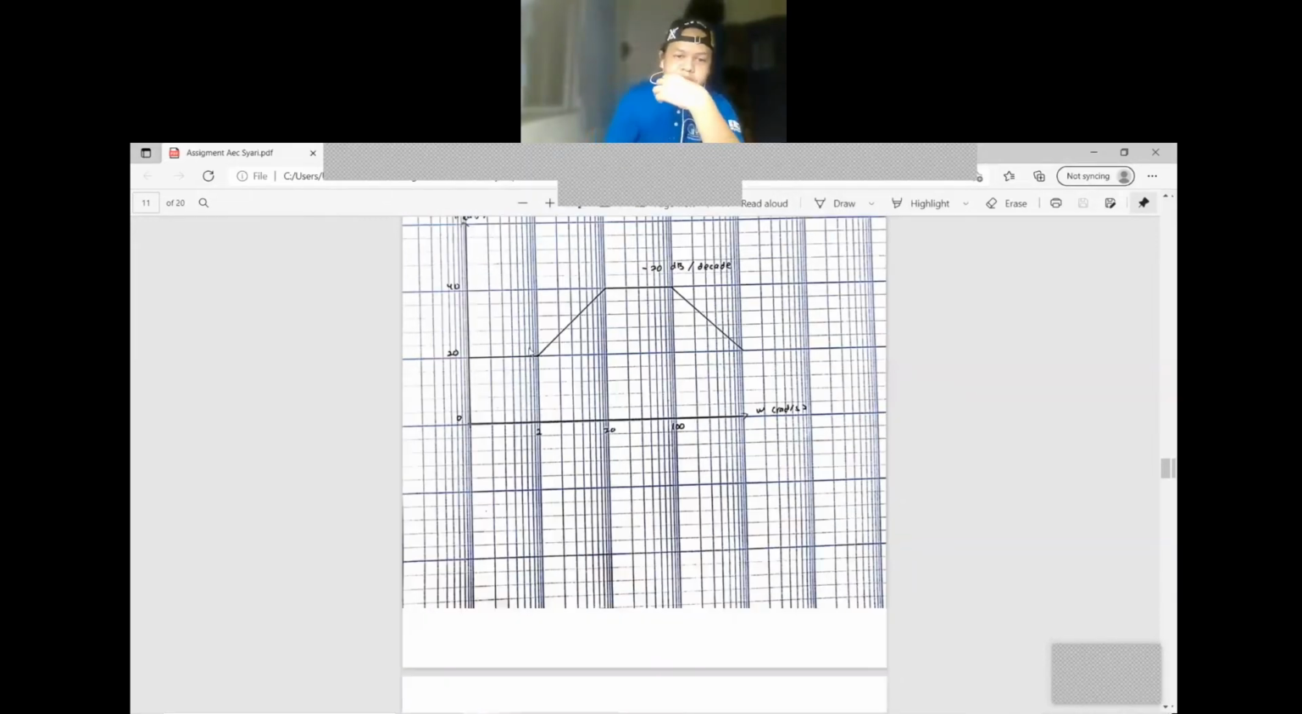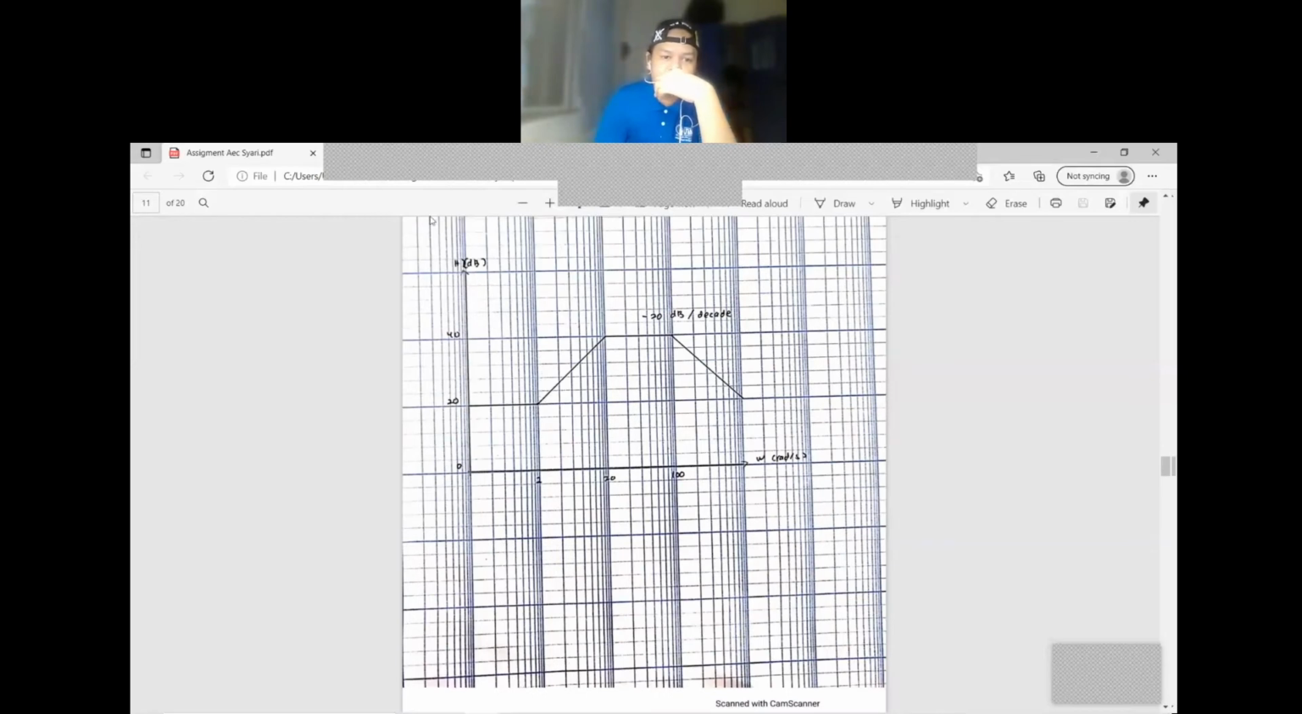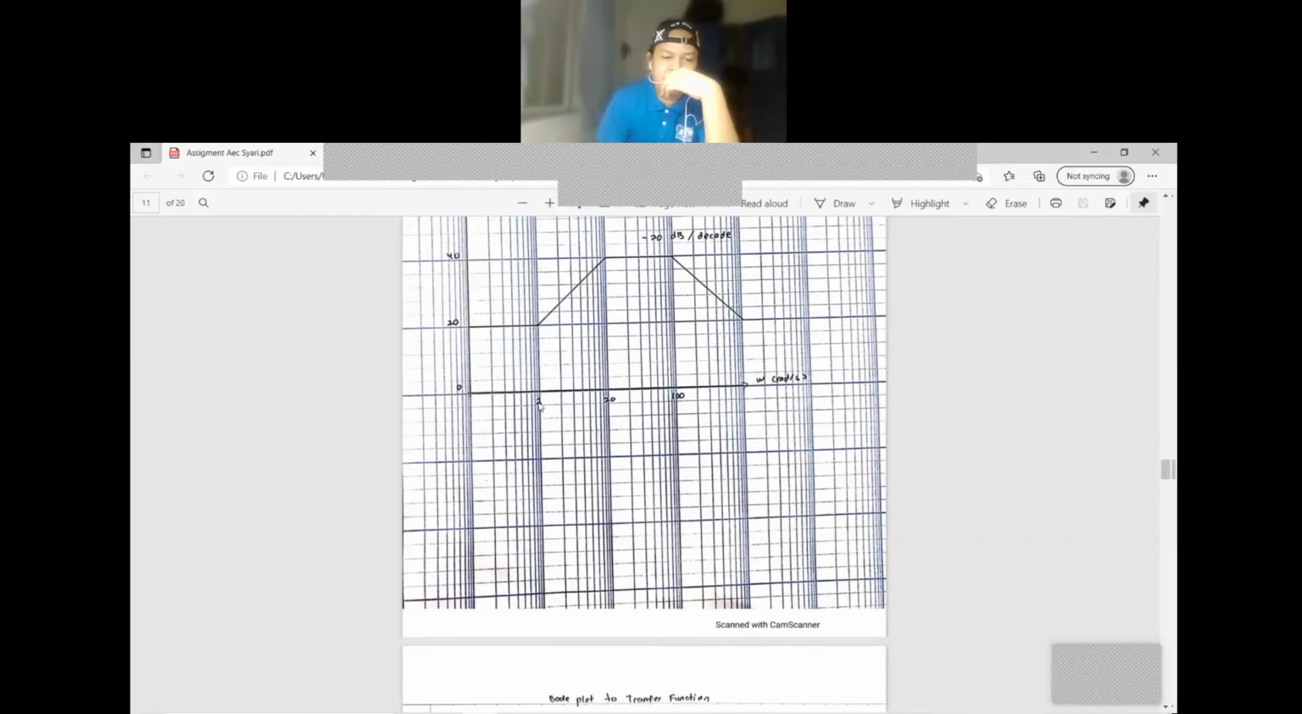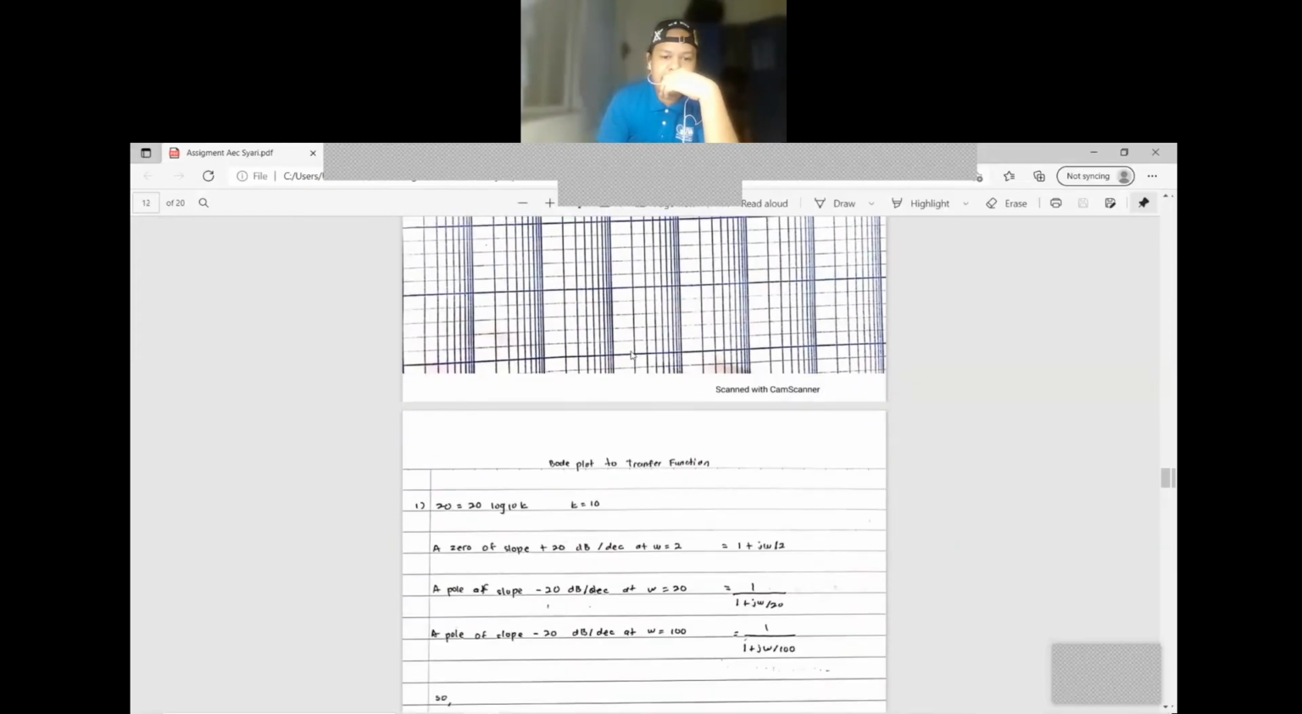Today I want to share how to find the transfer function from a Bode plot. First I get the question for the Bode plot. First of all, we need to know the omega constants from the graph of the Bode plot. As we can see, we have omega constants 2, 20, and 100.